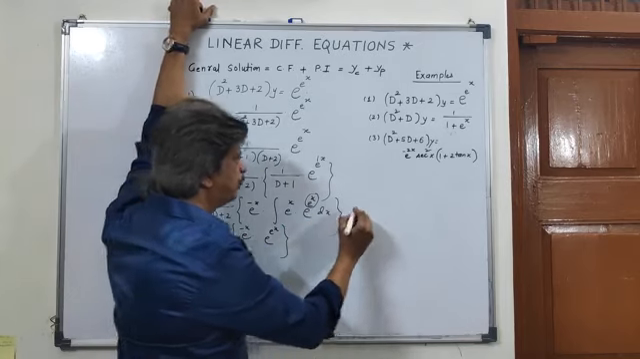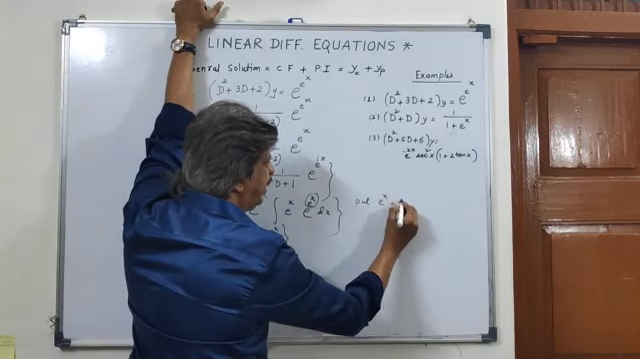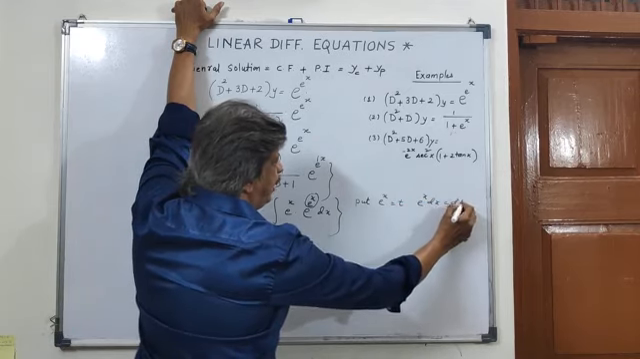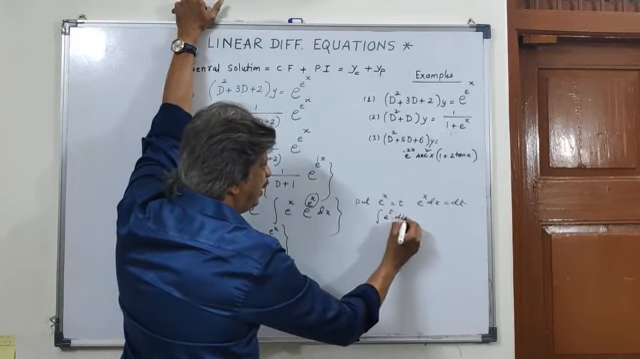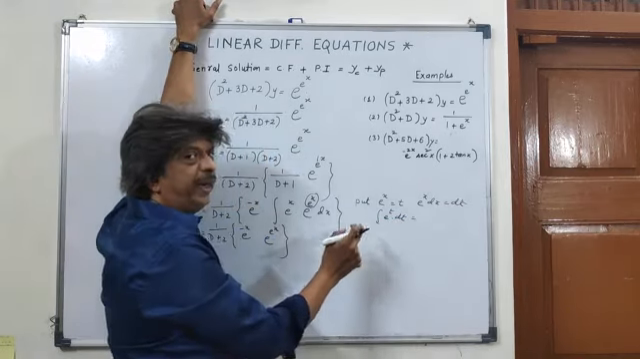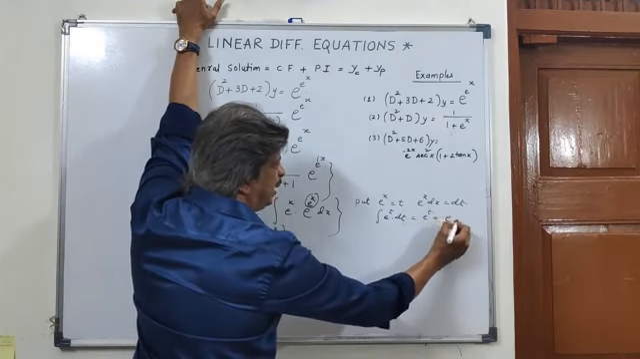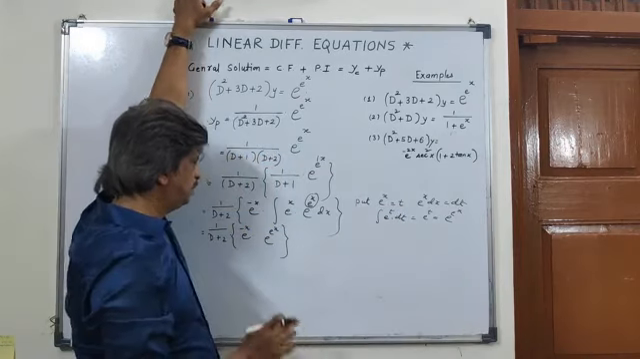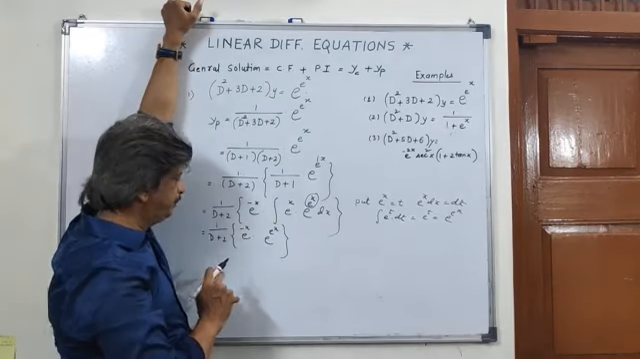Very simple. If we put e to the power x equal to t, and e to the power x dx equal to dt, this integral would reduce to e to the power t dt. E to the power t dt integrates as e to the power t, and e to the power t means e to the power x, because t is e to the power x. So the integral of this is nothing but e to the power x.